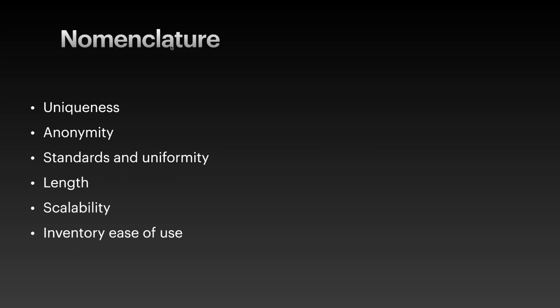When considering nomenclature, these are really just the best practices and pinnacles that we look for. So uniqueness, making sure that each computer can be found amongst the others. Anonymity is a consideration. Standards and uniformity, making sure you have the same system throughout. Consider your length, if there's a length limit with any of your systems. Scalability, of course, to make sure that as you grow, as you add computers, the system that you have for nomenclature can expand with those new computers. And then we care about inventory ease of use. And really, if you've achieved all those things above, the inventory ease of use will come along with it.